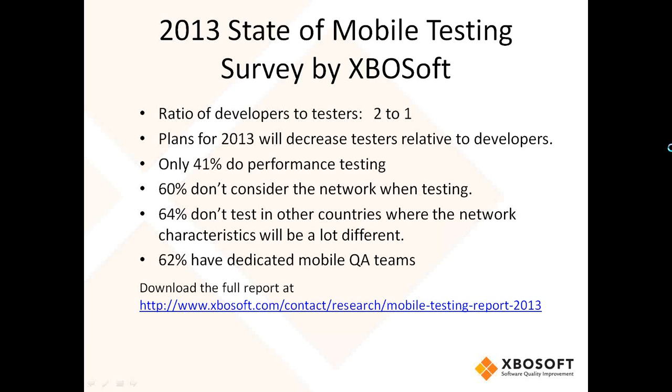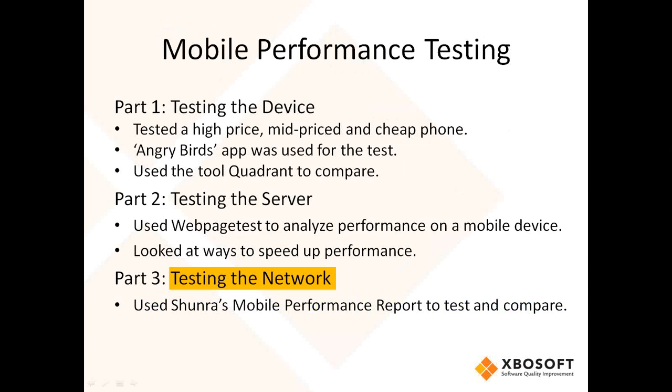Okay. In Part 1, we did testing the device. You tested the high-price phone, or mid-price phone, and a cheap phone. You used the Angry Birds app. That's what we used for the test, and we used the tool Quadrant to compare. Then we did testing the server. We used WebPageTest to analyze the performance of the server on a mobile device. We looked at ways to speed up performance, particularly what we could do in the server. And today we're going to be looking at testing the network, and we're going to mainly use Shunra's Mobile Performance Report to test and compare the different networks. So that's what we're doing.